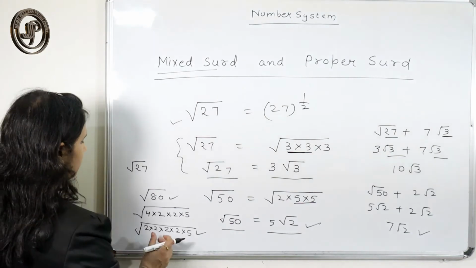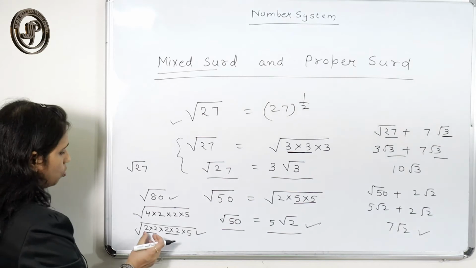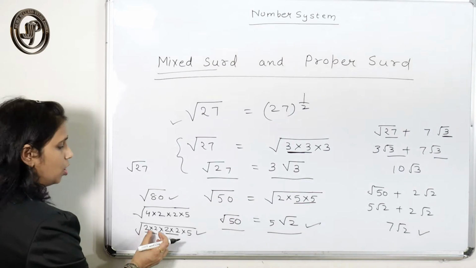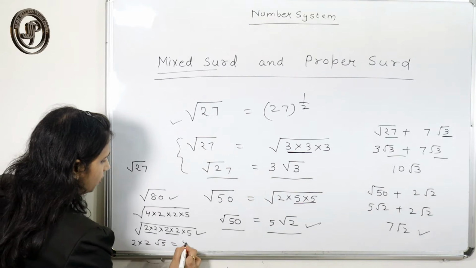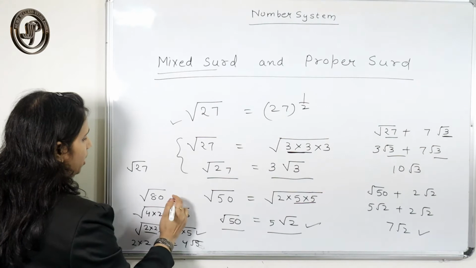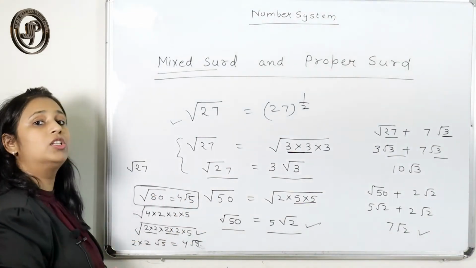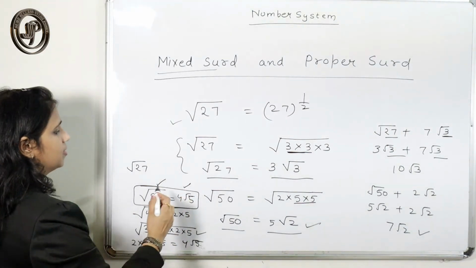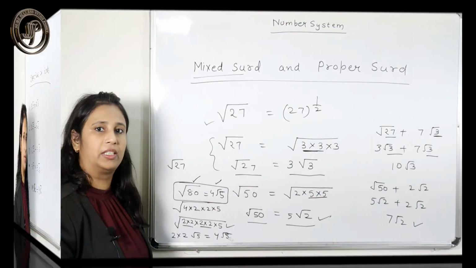And here the order is 2, so you can take the factor 2 out. So if you take this 2 out of the radical, this becomes a single 2, this becomes a single 2. So here it comes 2 into 2 root 5, that is 4 root 5. So root 80 is equal to 4 root 5, and this is the simplified version. This is a simplified surd, or you can say it is a mixed surd.